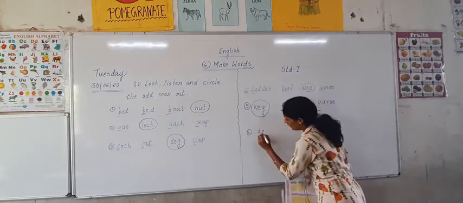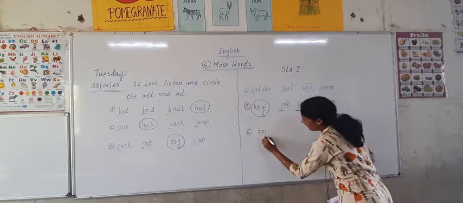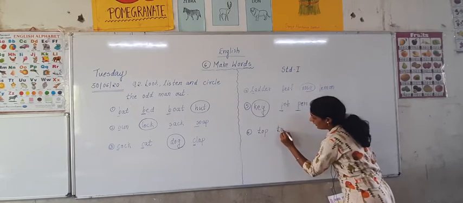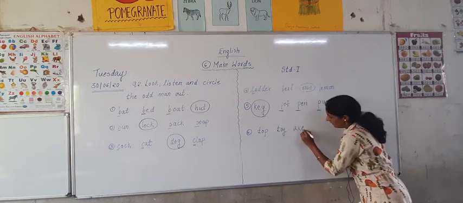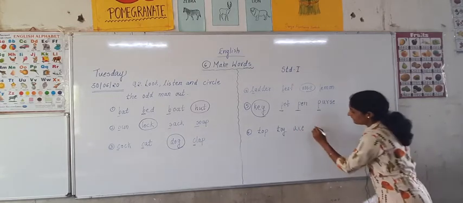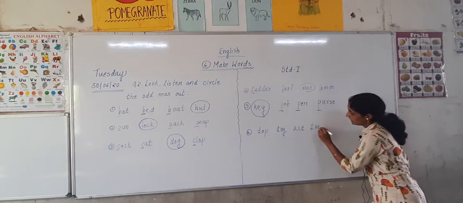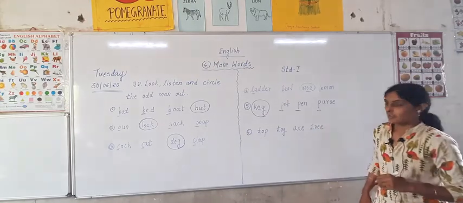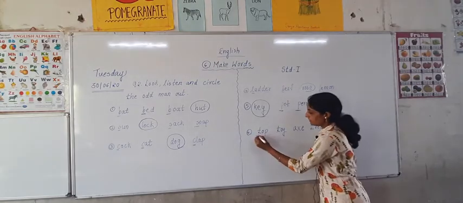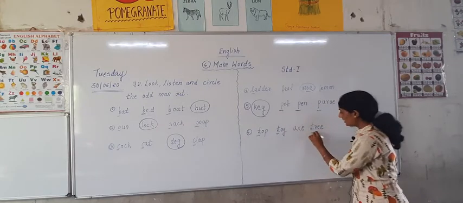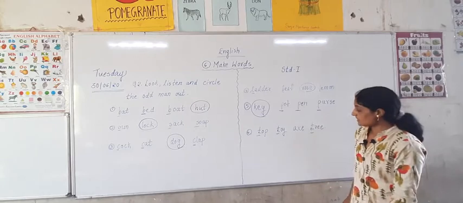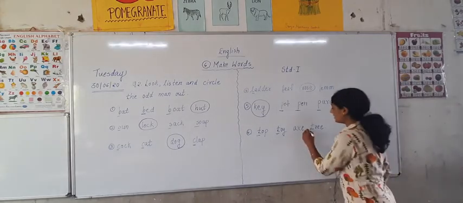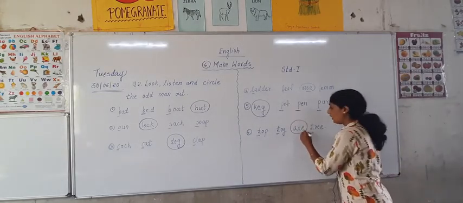toy, T-O-P, top, T-O-Y, toy, A-X-E, axe, and T-R-E-E, tree. Now which letters are the same? T, T, T, right? So in this example, which word is the odd man out? Axe, with X, is the odd man out.